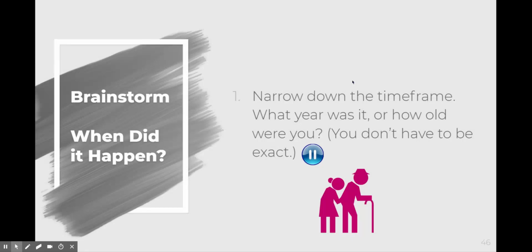Next, brainstorm when did it happen? Narrow down the time frame. What year was it, or how old were you? You don't necessarily have to be exact. We don't need to know the exact day of the week it was, but just a general time frame. Did this happen 5 years ago, or was it last week? Putting things into context will make your story make more sense.